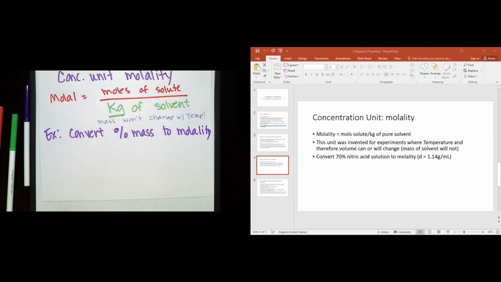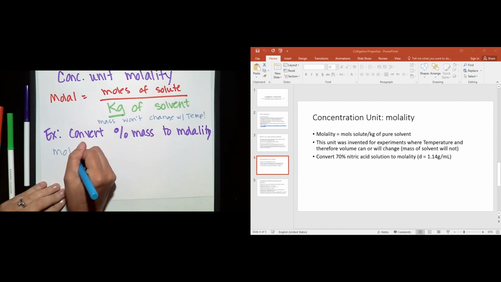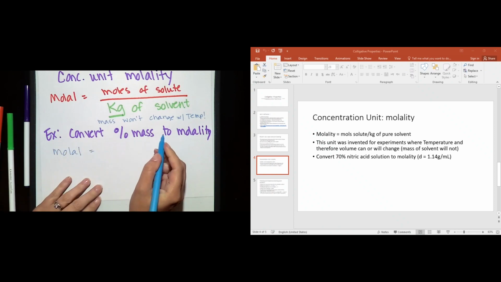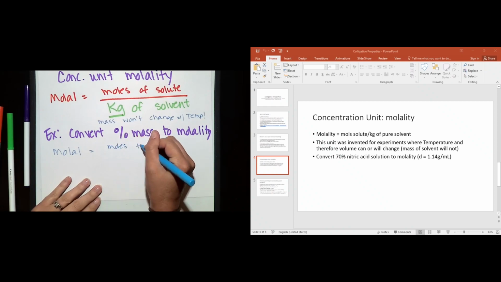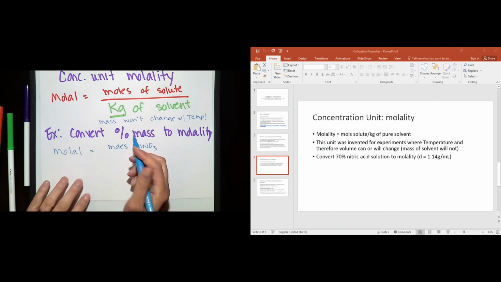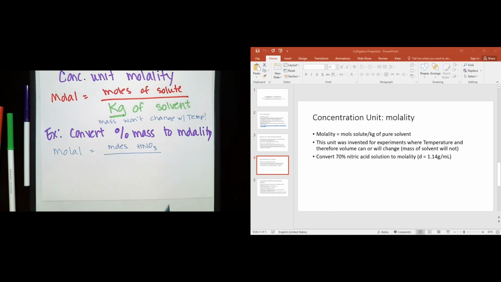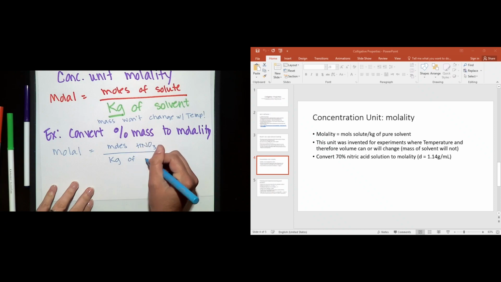Okay, so for the problem, we're going to convert nitric acid mass percent to molality. All right, so let's get started. Here's what I like to do. I like to write out all the pieces I need. So for molality, for this problem, I am going to need moles of nitric acid. You might have to look up the formula if you're not familiar with it. That's okay. And then on the bottom is kilograms. Now this is an aqueous solution. All of our acid solutions are aqueous, meaning in water. So this is going to be kilograms of water.